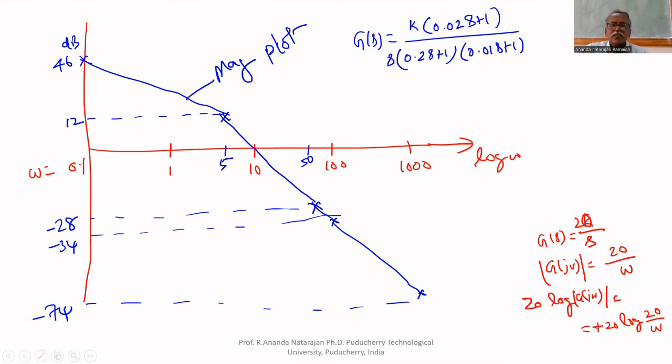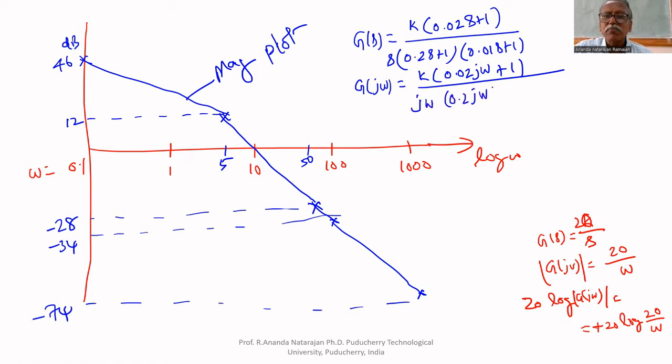Am I correct? So to find the phase plot, G of j omega equal to K times 0.02 j omega plus 1, whole divided by j omega times 0.2 j omega plus 1 times 0.01 j omega plus 1. What is the angle of G of j omega? Angle of G of j omega equal to, K is 0 always. Angle for K is 0.